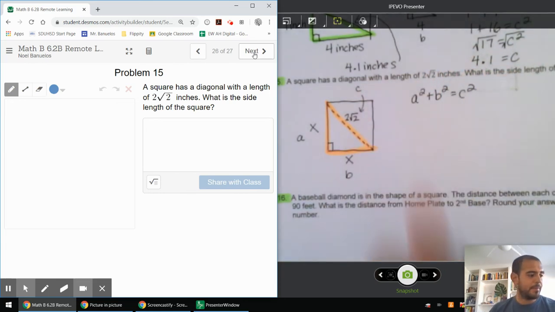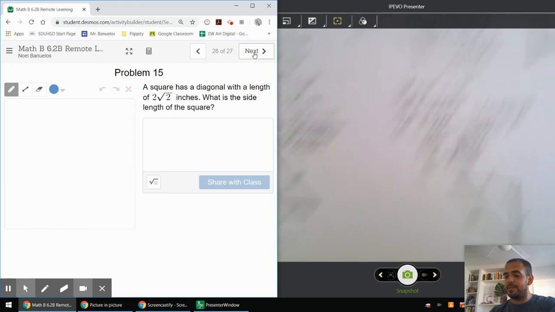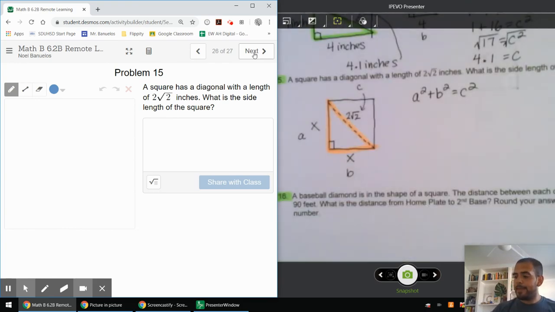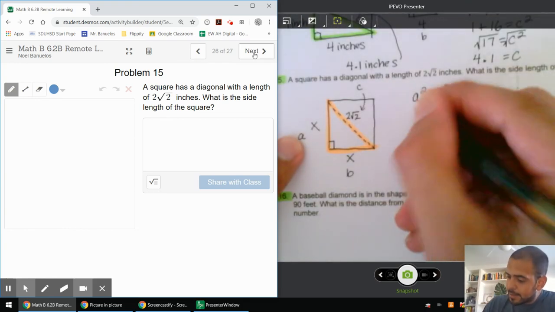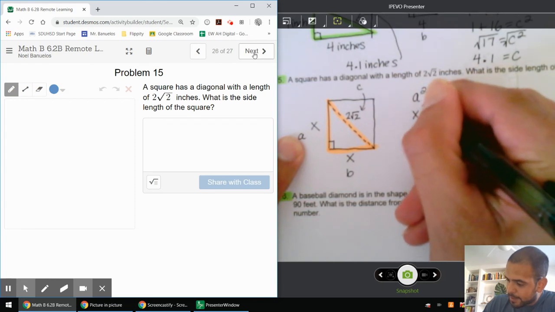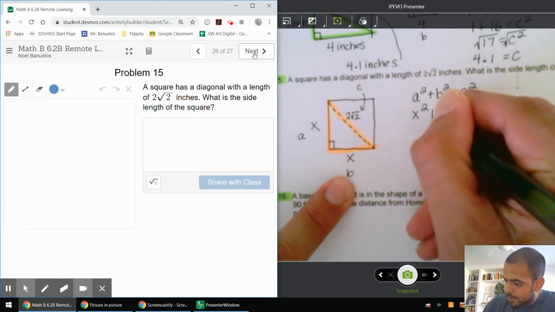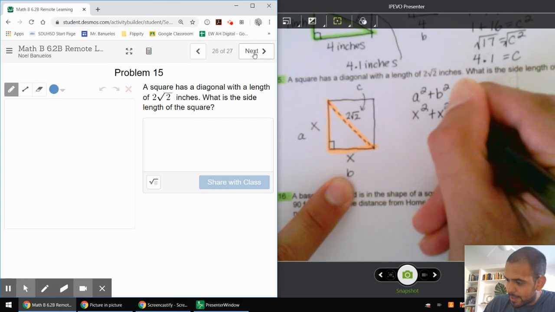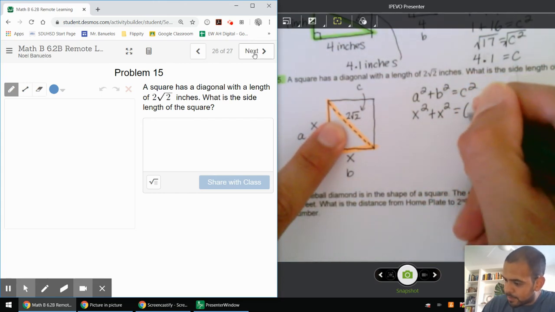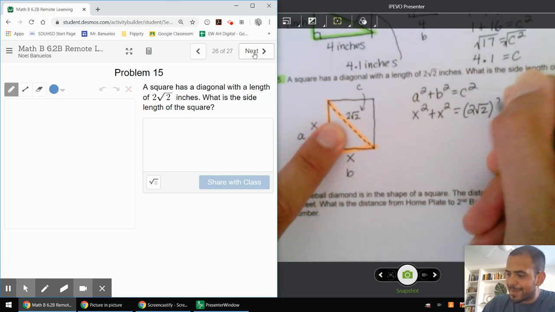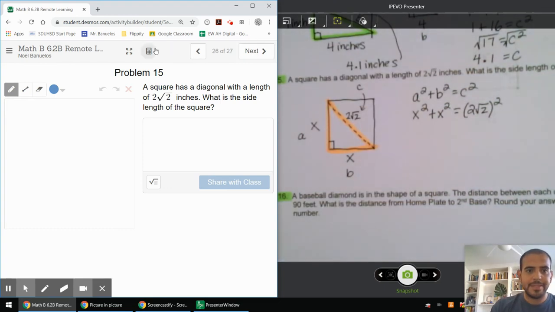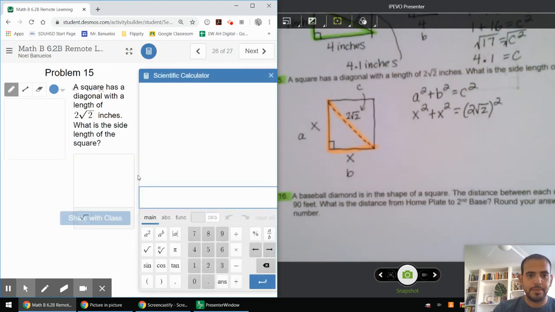So this problem, number 15, might help you on number 9. This one right here looks very similar. It's very similar to number 9. Okay, so a squared is x squared plus b squared. That's also x squared equals c squared, which is 2 square root of 2 squared. So I'm going to use my calculator to figure that out because I have my tools. Why not use my tools?